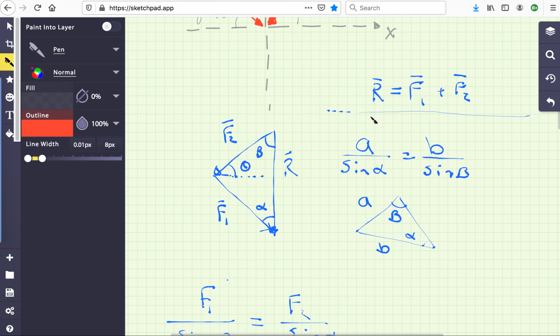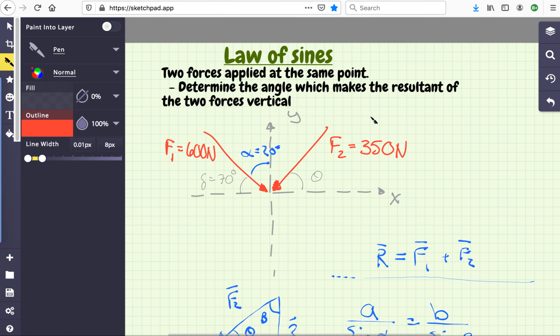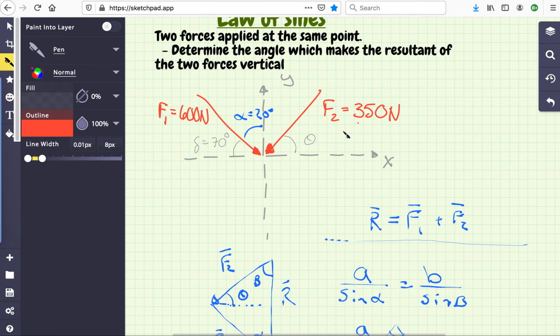So that's it with the law of sines. To recap, we use the law of sines to figure out an angle. We can always use the law of sines. If we're given a couple of angles, we can use it to find the magnitude and direction of other forces. So that's it for now, and I will see you next time.